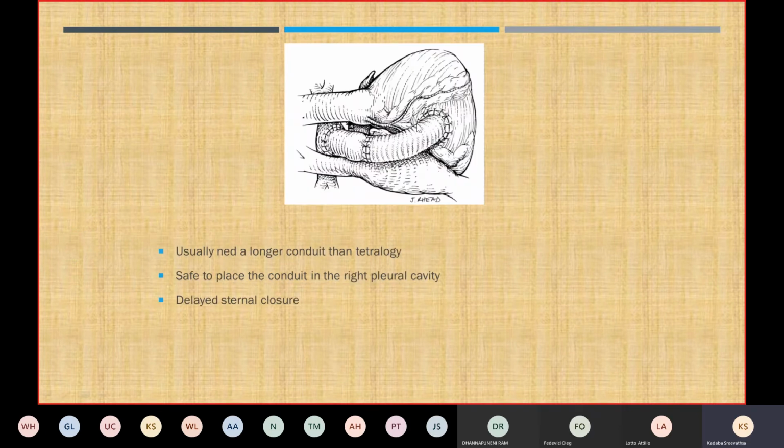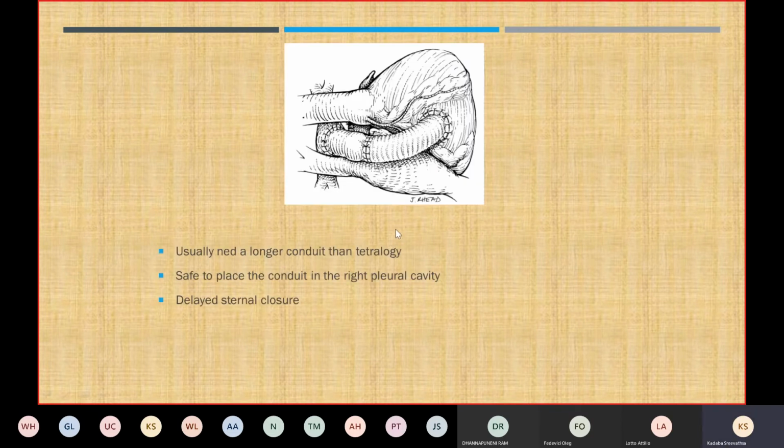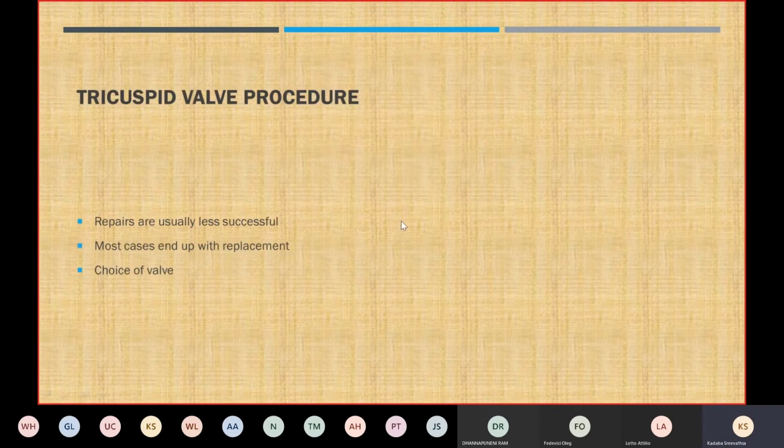The conduit can easily be compressed by the sternum because it is more anteriorly placed, and hence either we have to place the conduit more towards the right side of the chest, going lateral to the right atrium, or in cases where we are doing a conduit from the other side, where we are doing an ascending or a Rastelli or surgery like that, then we have to place the conduit more laterally on the left side. Usually delayed sternal closure helps in these patients after conduit repair.